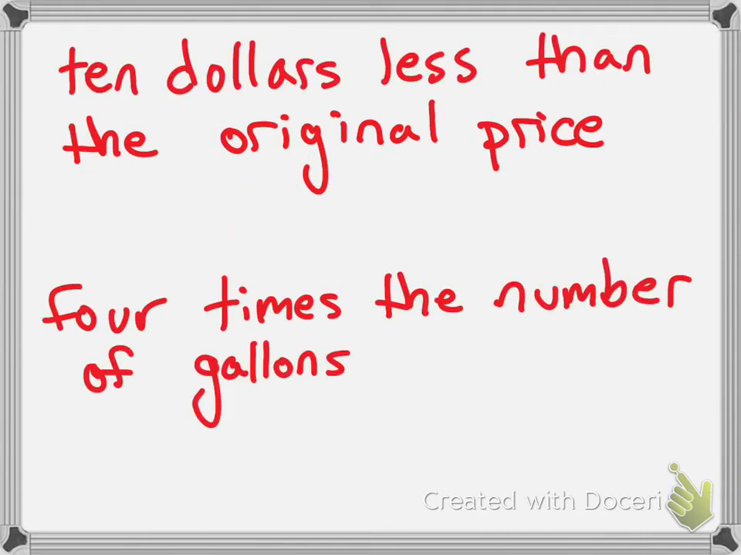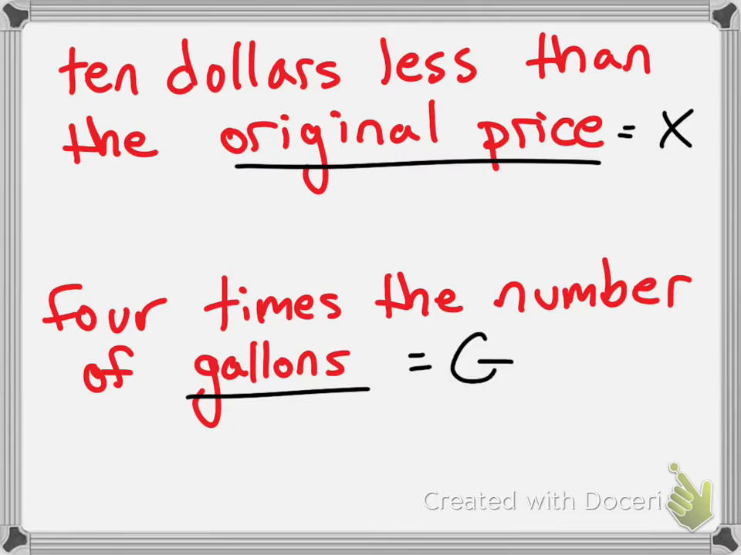I want you to think about these ones. $10 less than the original price and 4 times the number of gallons. Since we're all good at this, $10 less than the original price. We don't know what the original price is. So I'm just going to put an X because an O kind of looks like a 0. 4 times the number of gallons. We don't know how many gallons. So I'm just going to put a G. So I want you guys to write the expression in the chat for what these would be.